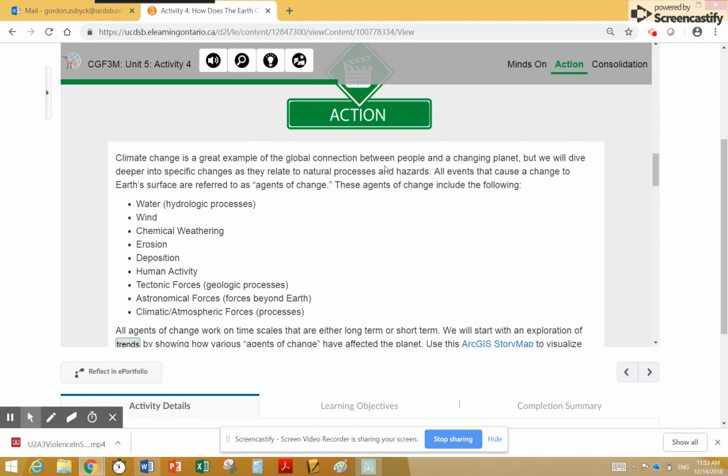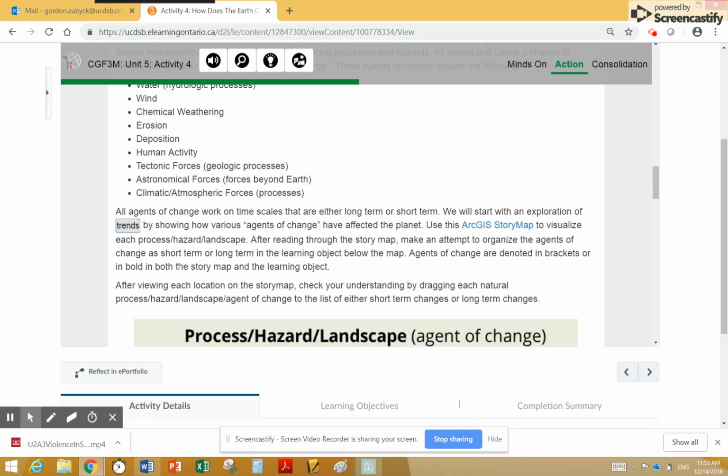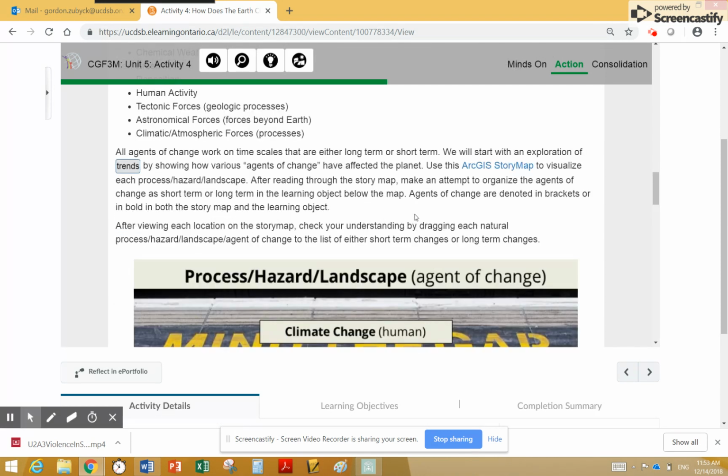Climate change is a big example of all this, and here it's looking into that whole idea and how it relates to natural processes and hazards. So these different change agents are water, wind, chemical weathering, erosion. These are all different things that can happen. And what you're going to do here is think about these in terms of time scale. Some of these can happen quite quickly, while others take a longer period of time. There's a GIS story map here you can use to look and get a feel for these things.